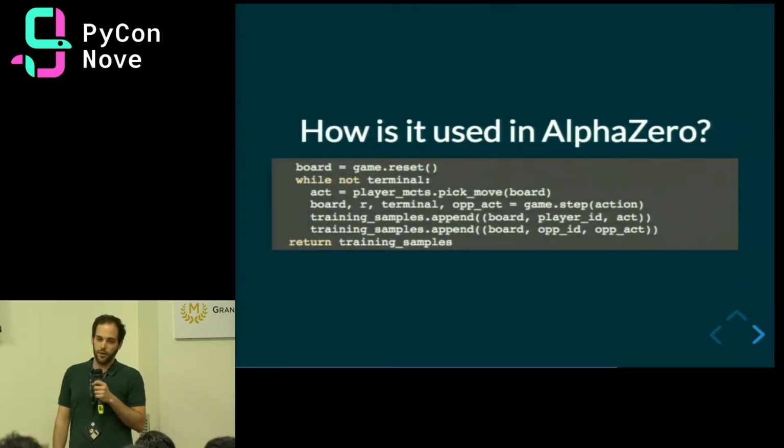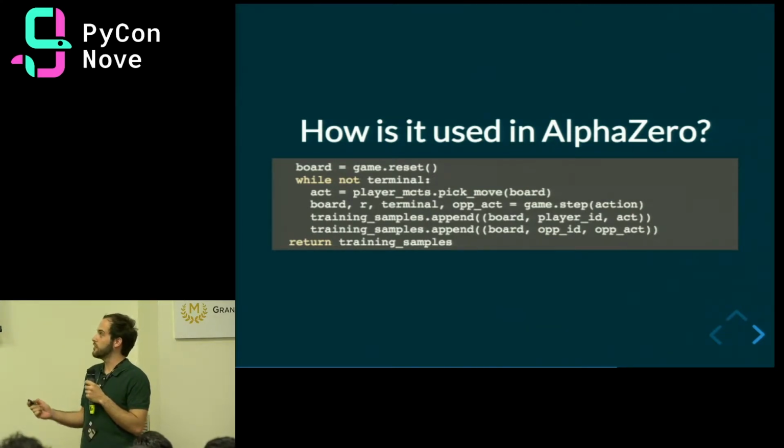But we are talking about AlphaGo, which is a more boring game. It's a board game. There is no fighting, nothing interesting. So let's go to the Python code.